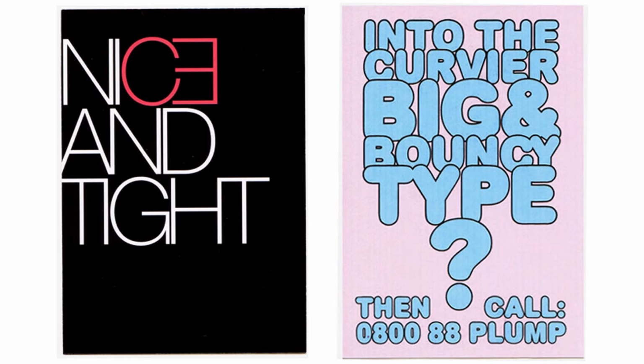Similarly, the poster on the right, which says "into the curvier, big and bouncy type, then call," is using big, bouncy, curvy, bubbly letter forms. The text has been center aligned down the center of the poster. The color that has been used kind of reminds you of big fluffy clouds in the sky. It's like a very huggable design.